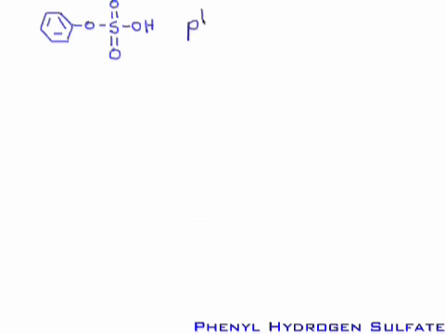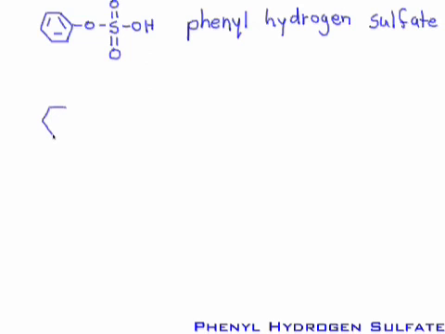How about trying to give me a name for this molecule? What'd you get? Phenyl hydrogen sulfate. Very good. Phenyl hydrogen sulfate. You produce phenyl hydrogen sulfate by the reaction of phenol with sulfuric acid.